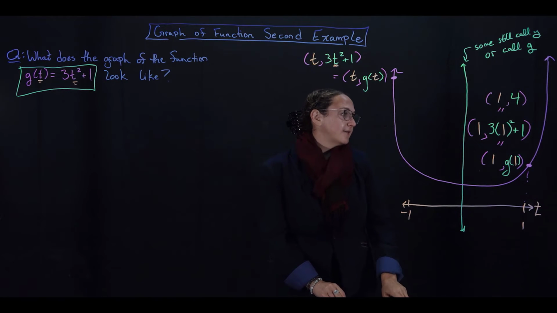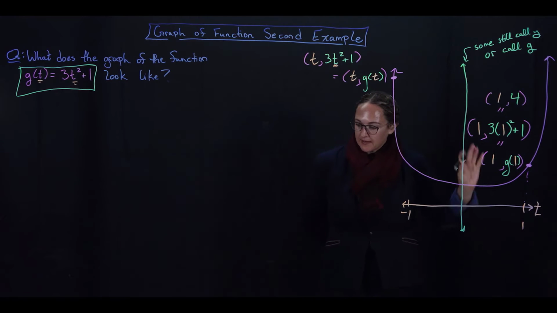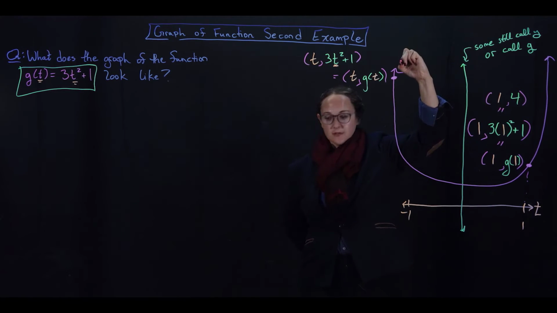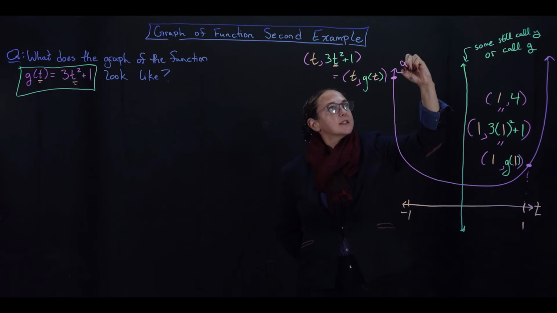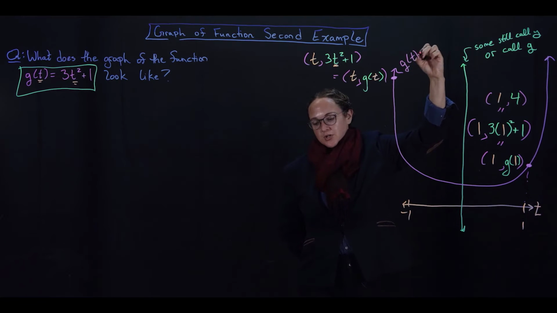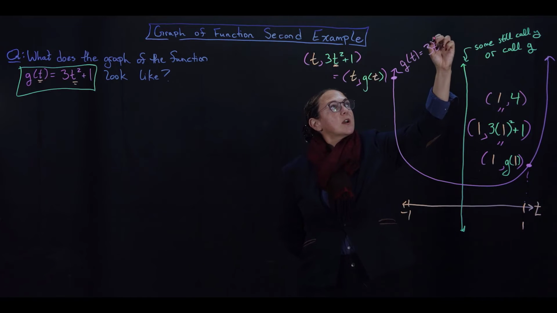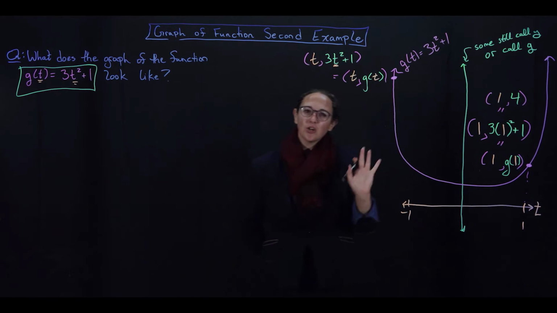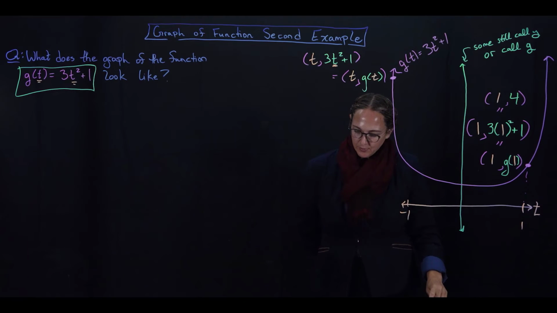And then I might have even written on here, and I didn't do it, but to kind of emphasize this, I might have written on the graph of the function here. A lot of people do this. They actually write that this is the graph of the function g of t equals 3t squared plus 1, so that they can keep on checking that and not get confused. It's very good to label everything possible to label.